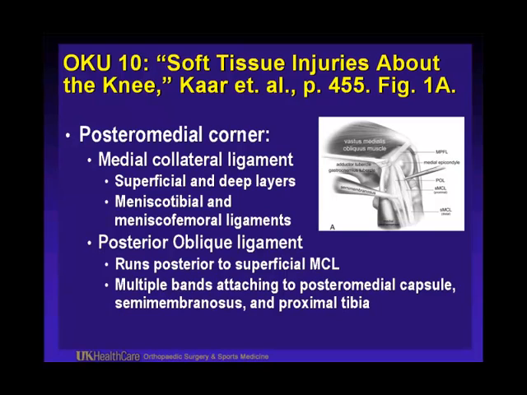So this posterior medial corner consists of the medial collateral ligament, superficial and deep layers, the meniscotibial and meniscofemoral ligaments, and the posterior oblique ligament runs posterior to the superficial medial collateral ligament, and it forms multiple bands attaching the posterior medial capsule to the semimembranosus and to the proximal tibia.